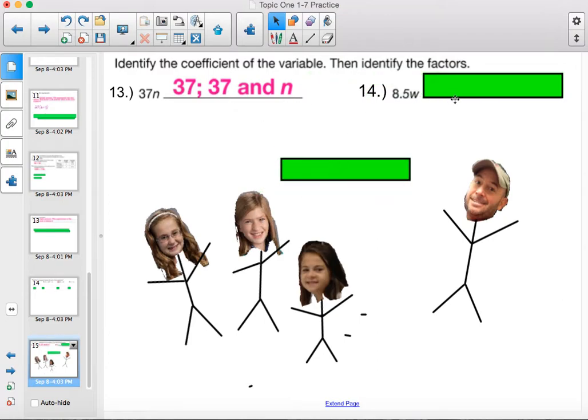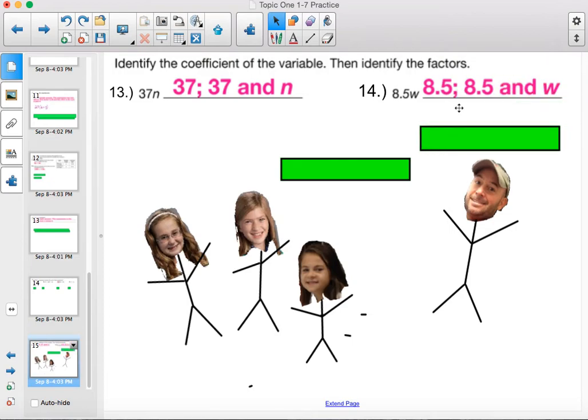Let's take a look at this next one. What is the coefficient of the variable, and what are the two factors? I'll pause the video. All right, here we go. Here's our answer. Well, in this case, just like the other one, we have 8 5/10 as the coefficient because it's right next to W. And then we have our two factors, which of course would be 8 5/10 and W.